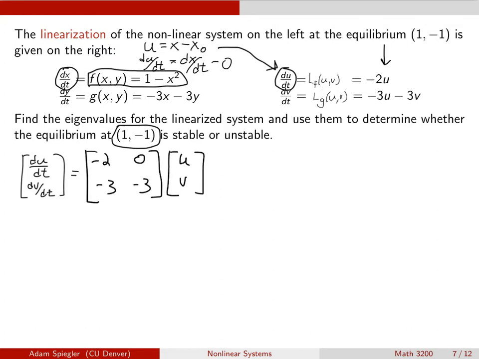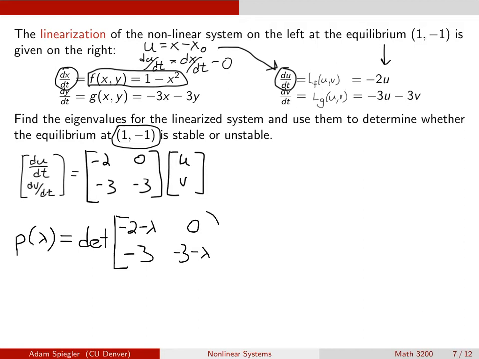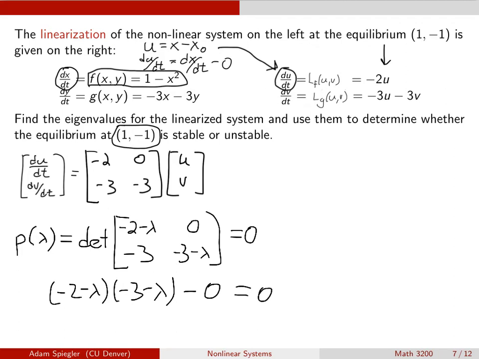And if we want to think about whether this equilibrium is stable or unstable, then we can find the eigenvalues for the corresponding matrix. So just remember, we would want to find the characteristic equation of this matrix by setting the determinant of the matrix, when we subtract this scalar lambda from the diagonal entries, equal to 0. And so this determinant would give us minus 2 minus lambda times minus 3 minus lambda, and then the product of the off-diagonal entries is 0. So here we've got two distinct real eigenvalues. One of them is minus 2, one of them is minus 3.